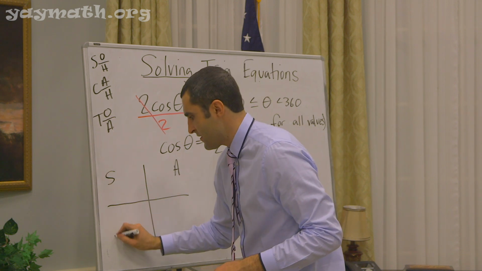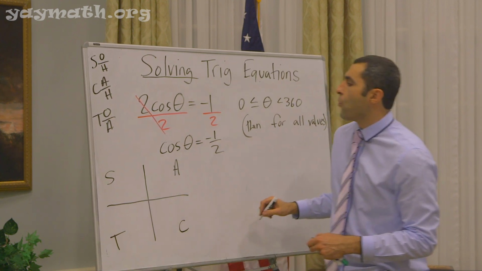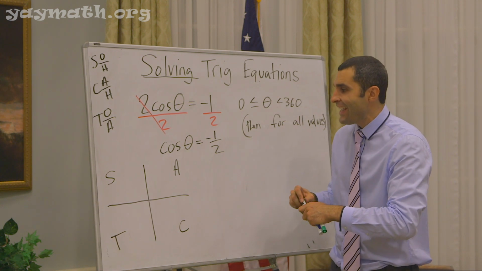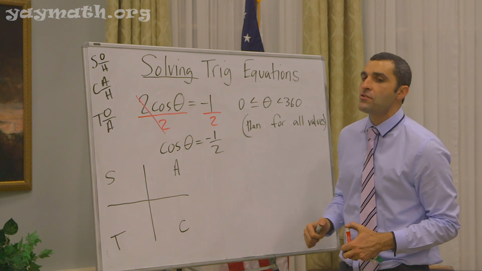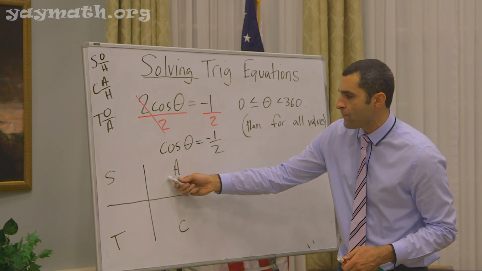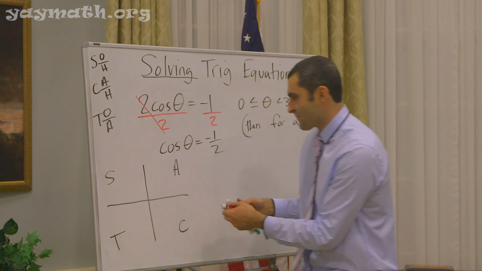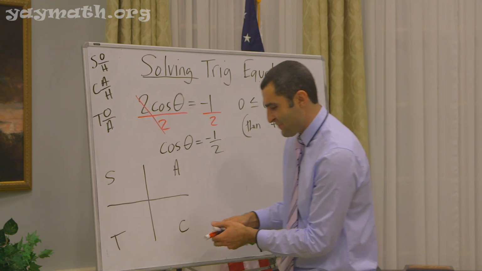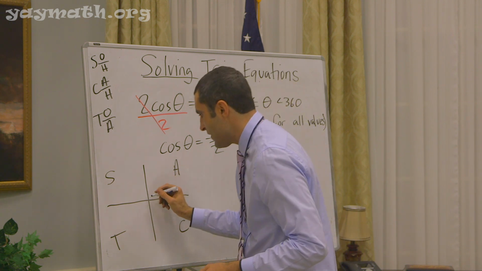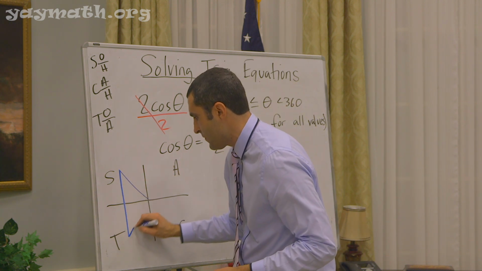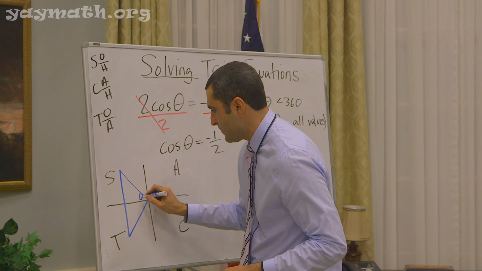First and foremost, what do all students take? Calculus. Students take calculus. Where is cosine negative? Which two quadrants? Yeah, these two. Cosine is negative here and here. So let's put it in. Cosine is -1/2. So over here, here's the angle.